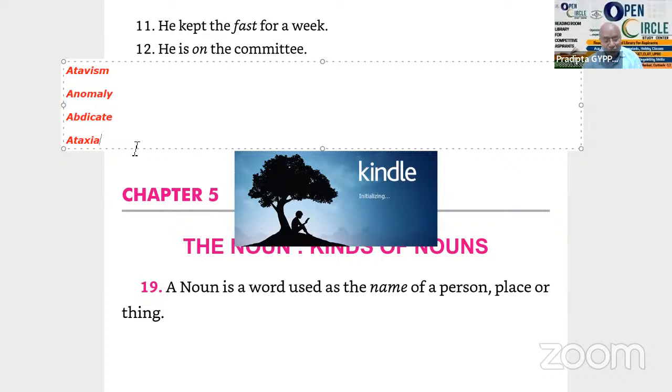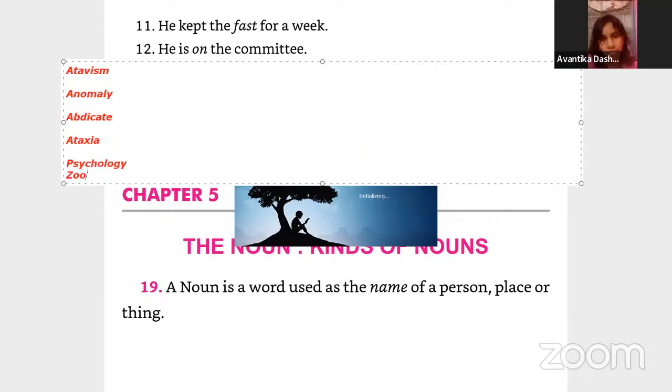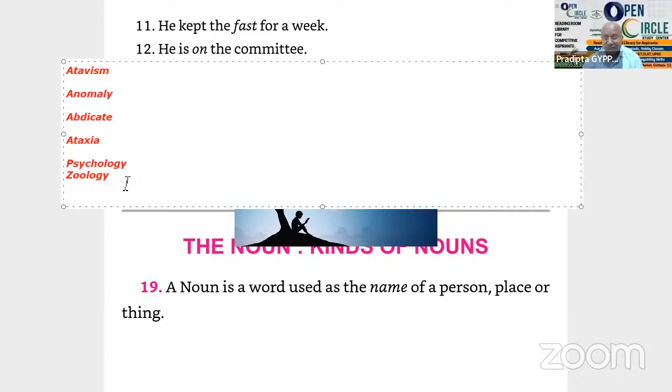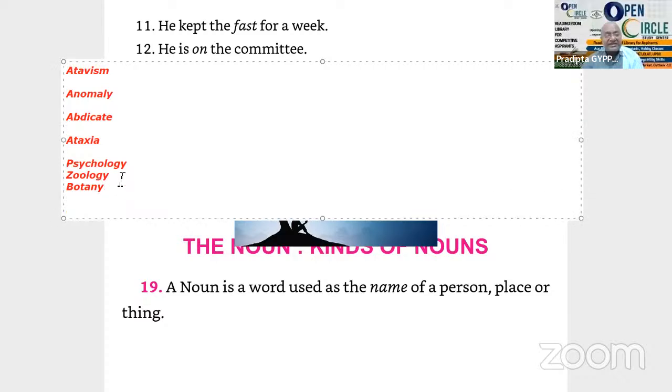But if I tell you some words like psychology, zoology, do you understand these words? Yes or no? Some of you may understand, some don't know. Okay. So these are some words which you will come to know. Botany is plant sciences, zoology is animal sciences, psychology is mind sciences, like that. So you see, gradually it changes.